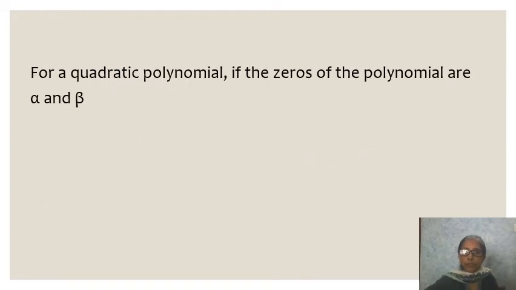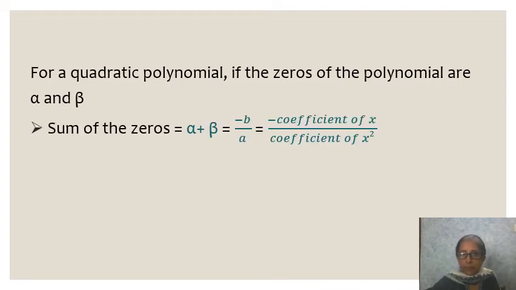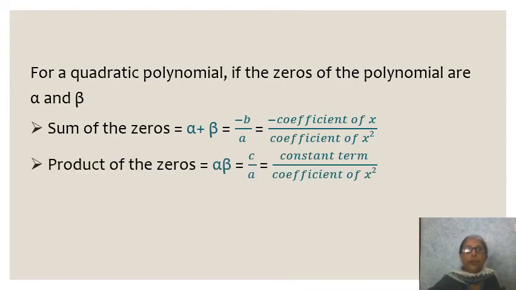Now see, for a quadratic polynomial, if the zeros of the polynomial are alpha and beta, you have learned that sum of the zeros, that is equal to alpha plus beta, is equal to minus b by a, which is nothing but minus of the coefficient of x by the coefficient of x square. This you have to learn by heart. The next point is that product of the zeros is equal to alpha beta, which is equal to c by a, that is equal to constant term by coefficient of x square. This also you have to learn.